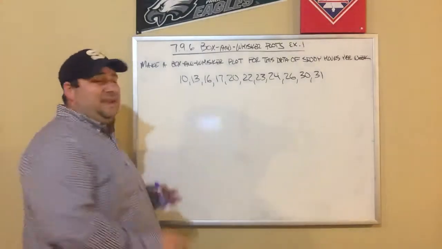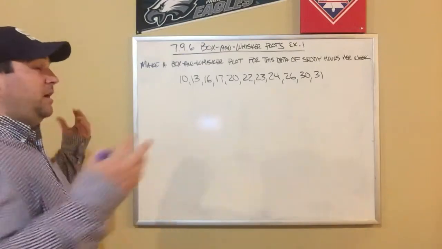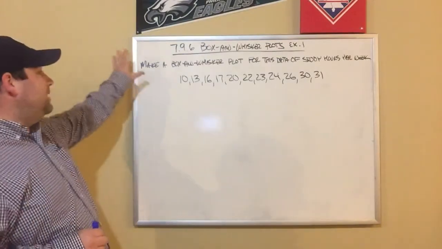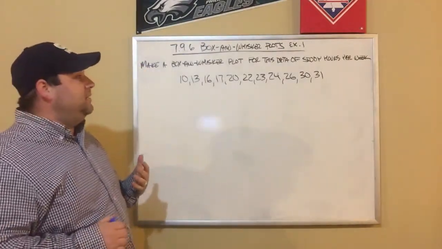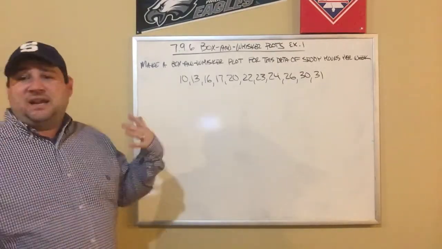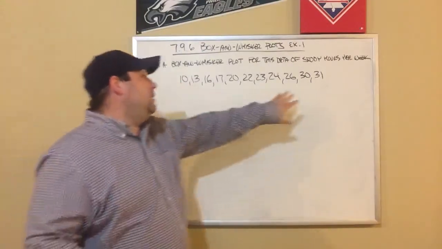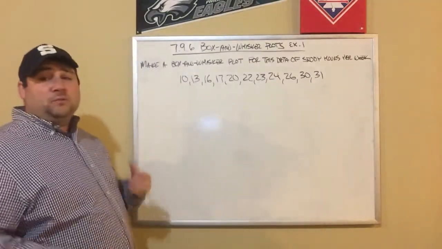Okay, so we're going to make a box and whisker plot now. We've already talked about how to read a box and whisker plot, but we're going to make our own. So we've got to make a box and whisker plot for this data of study hours per week. This is maybe college students and how many hours they study per week. We can see it ranges on the low end from 10 all the way up to 31. So we're going to make a box and whisker plot.